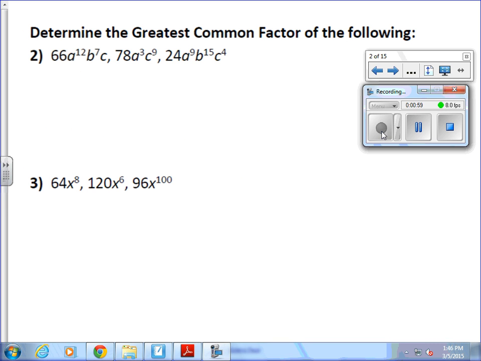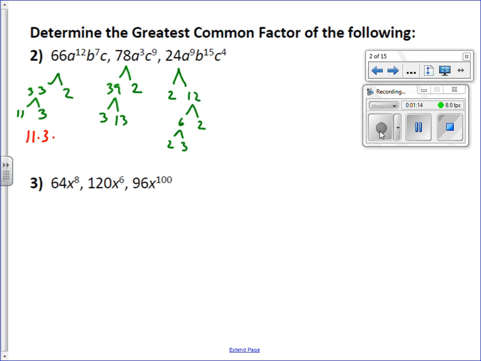Number 2, we're asked to determine the greatest common factor of the terms. Using the prime factorization of each term, you see that 66 can be written as 11 times 3 times 2. 78 can be written as 13 times 3 times 2. And 24 can be written as 3 times 2 to the third.